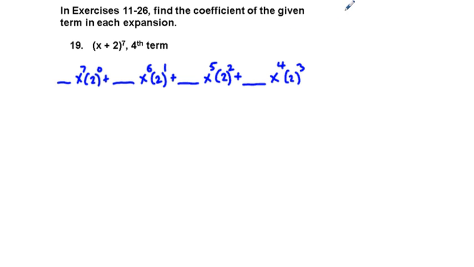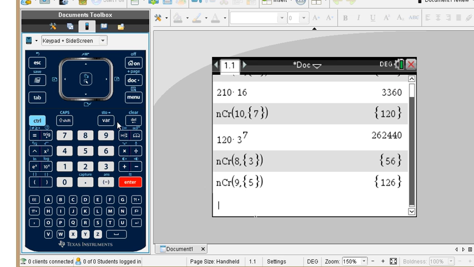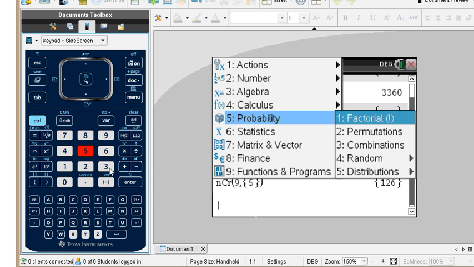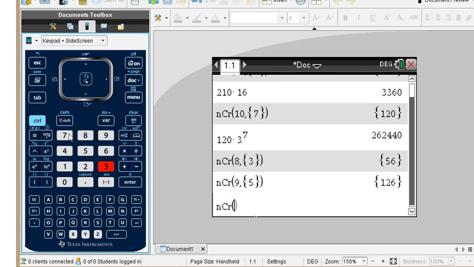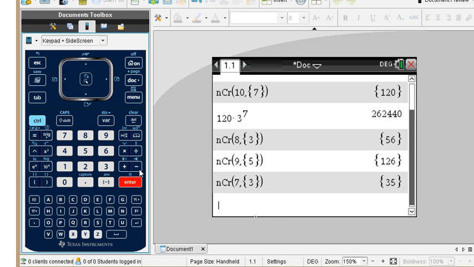And so in our nCr, n is 7, and our r value is going to be 0, 1, 2, 3. So the r value of our fourth term is going to be 3. So if we go to nCr in our TI-Nspire CS calculator, Menu, 5, 3, press in 7, comma, and then put in 3, and we have 35.